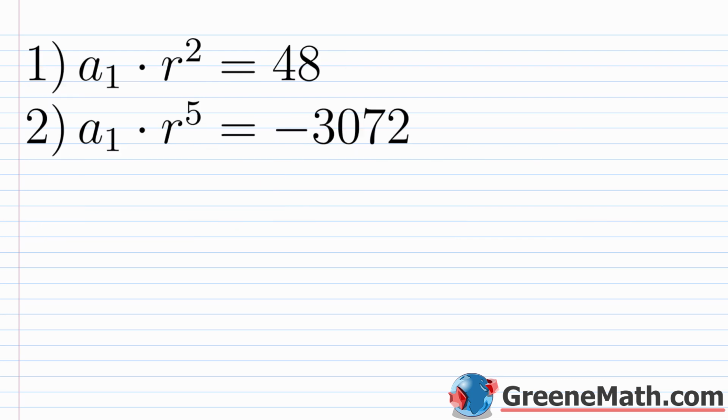And then coming down here, we just set up our system of equations. So equation 1 is a sub 1 times r squared equals 48. Again, this is your a sub 3 value. And then equation 2, a sub 1 times r to the 5th power. This is equal to negative 3072. Again, this is your a sub 6 value.